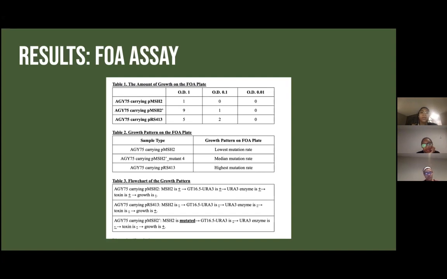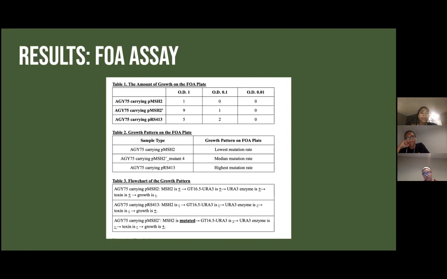Before determining the results, we knew what the growth pattern would be for pMSH2 wild type and pRS413. For wild-type pMSH2, because it has a fully intact MSH2 gene, it will readily fix those frameshift mutations. Because of this, it will create a functional URA3 protein. In the presence of FOA, this will be toxic and thus kill the yeast, as shown on the images with 1, 0, and 0 growth. pRS413, on the other hand, has no MSH2 insert, so it will be unable to fix those frameshift mutations and will create a non-functional protein, thus we see growth of 5, 2, and 0.